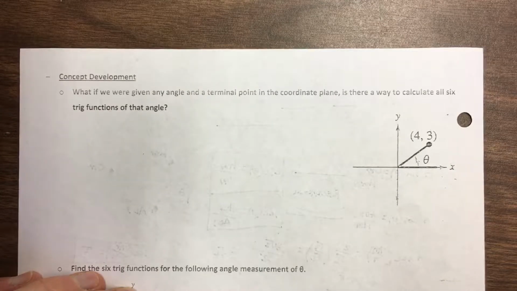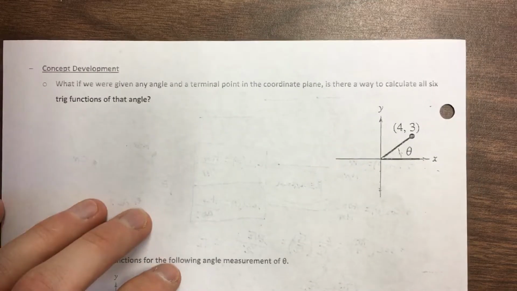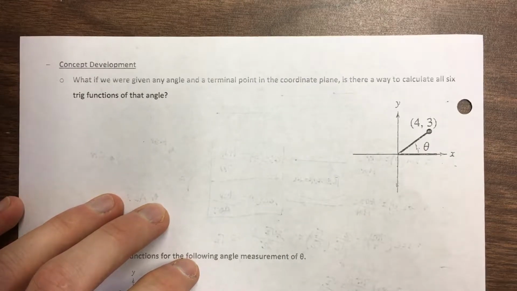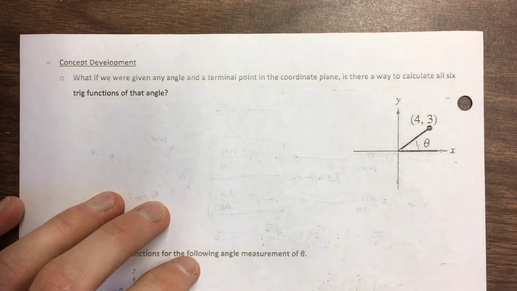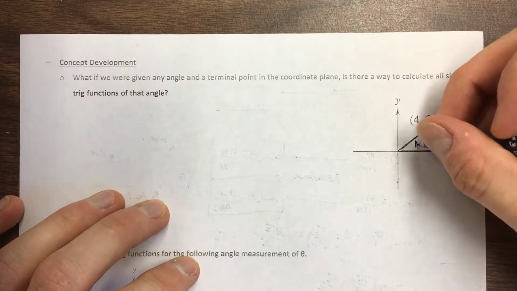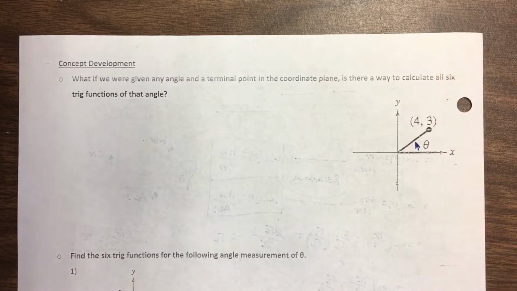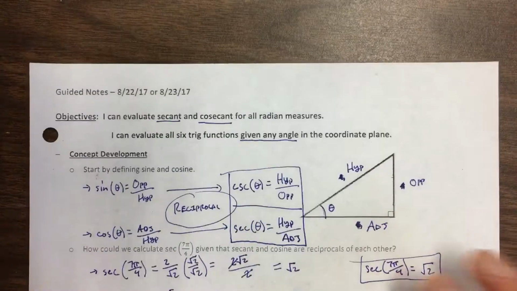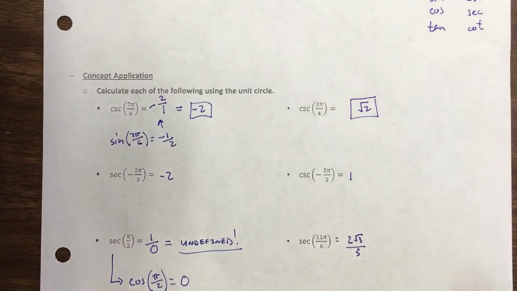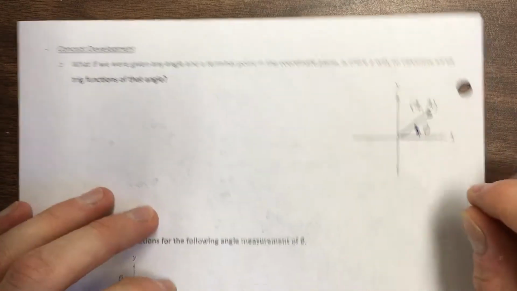In this video, we're looking at calculating all 6 trig functions of any angle, even if it's not on our unit circle. In class, we started on the first video, let me back up. We talked about secant and cosecant, how we can calculate those. If you have questions on secant and cosecant, please ask me in class, and I'll be happy to help you out with that.